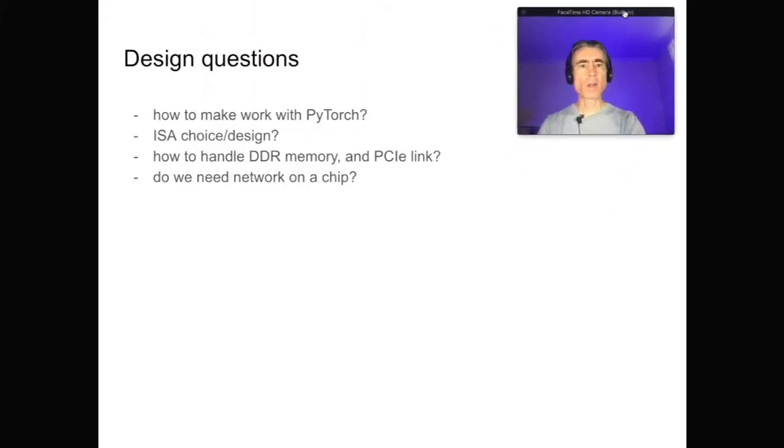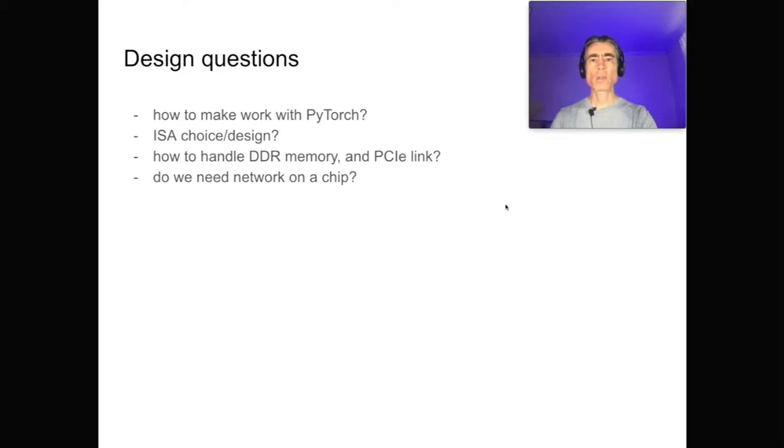Okay, so then some design decisions. There are other design decisions, but these are the ones where I felt the answers were least clear to me, so I had to think about these more than many other design decisions. So we've got how to work with PyTorch. Actually, ISA choice and design is relatively straightforward with some nuance. Then how to handle the DDR memory and PCI link, and do we need a network on a chip?